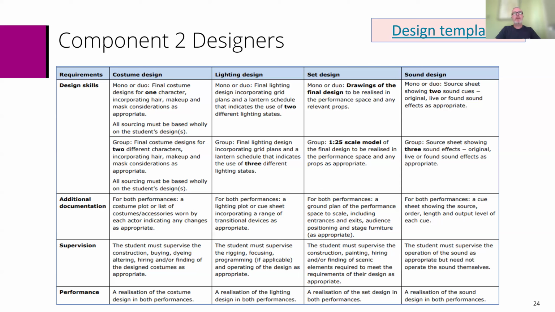So, for example, for a lighting design, they'll do a lighting grid for the space. It will show which lanterns they're going to use, the positioning of them. There will be a cue sheet. There will be a prompt copy with a copy of the script and what the cues are. And the student who's doing lighting would supervise in terms of the rigging and the focusing and the programming.